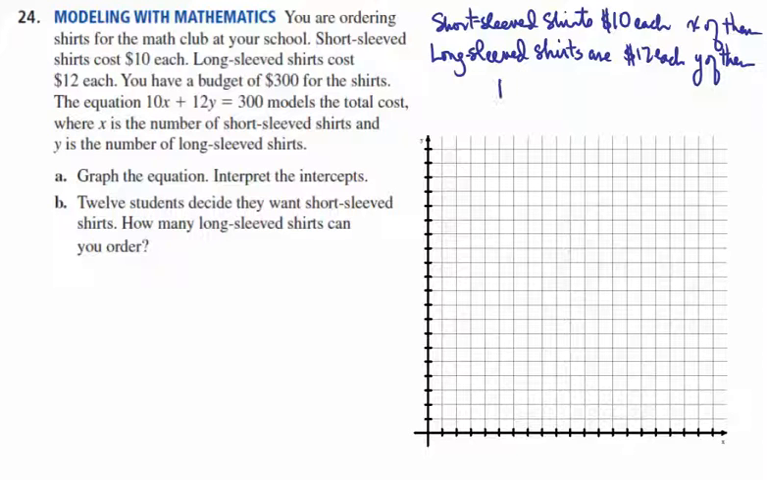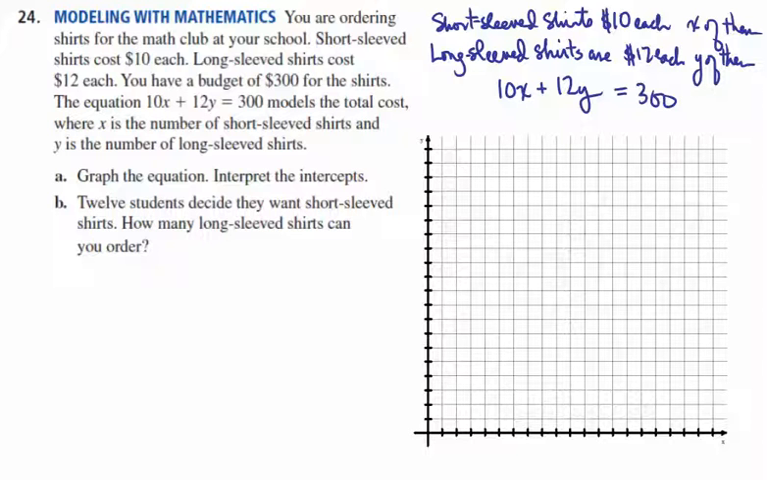So we have $10 times the number of short sleeve shirts, which gives you the amount of money that we're spending on short sleeve shirts, plus $12 per shirt times the number of long sleeve shirts, which gives you the total amount spent on long sleeve shirts. Together they have to add up to $300. And I'm expecting that you will be able to come up with those equations. They're really not that difficult.